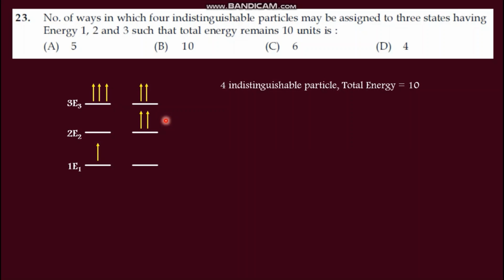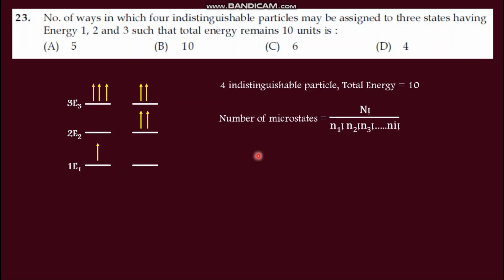In one more way we can represent this. In energy level 2 we can put two indistinguishable particles, and in energy level 3 we can put 2. So here 3 plus 3 is 6, here 2 plus 2 is 4, 6 plus 4 is 10. Like this we can arrange in two different ways.